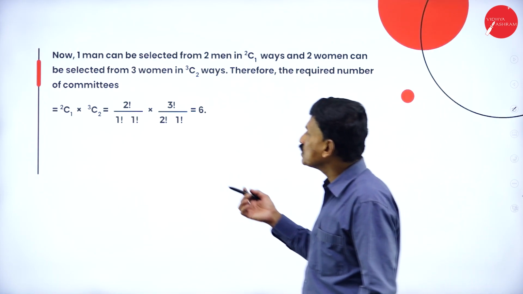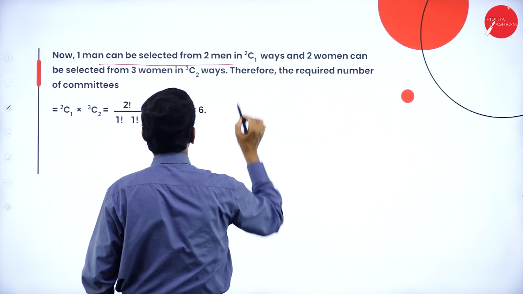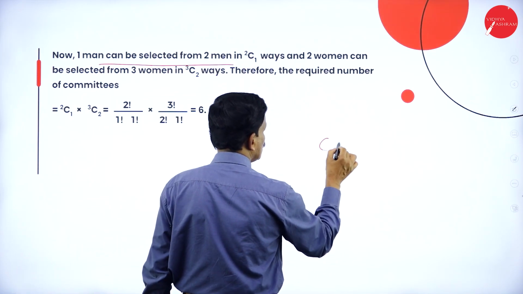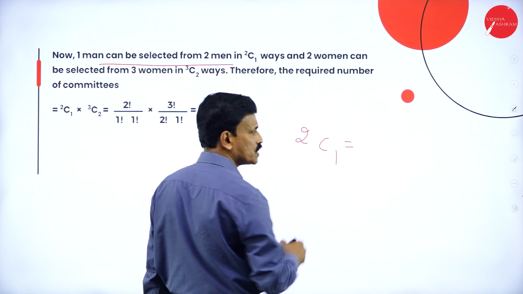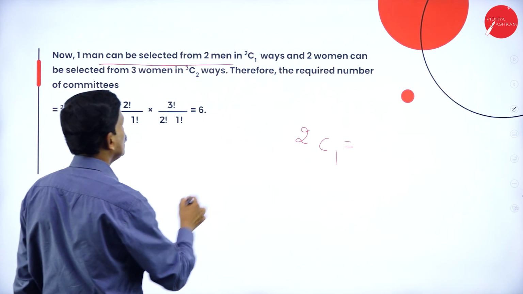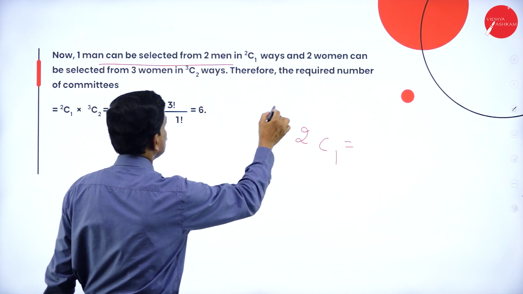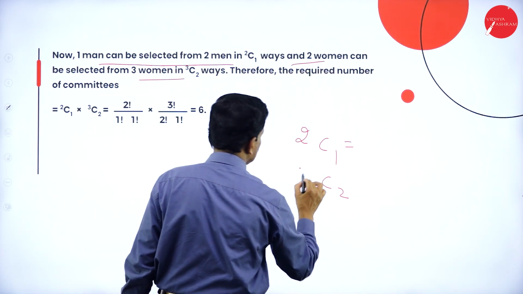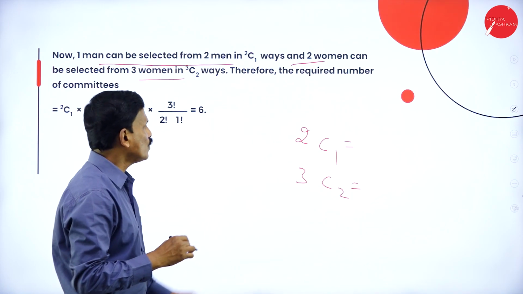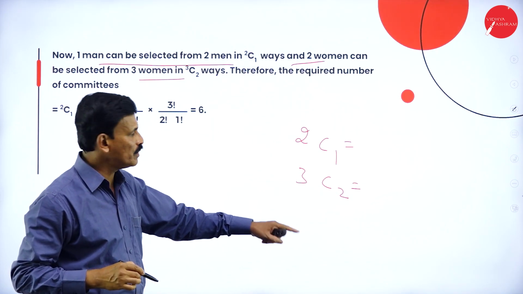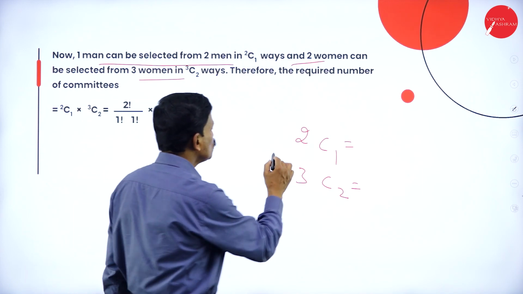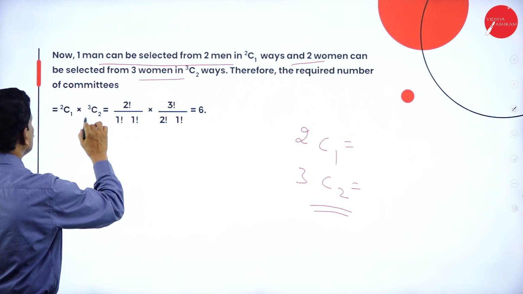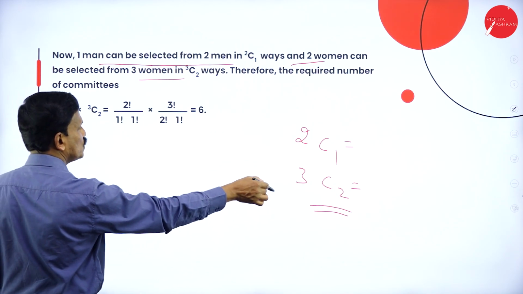Similarly, for the remaining part, one man can be selected from 2 men in 2C1 ways, and 2 women can be selected out of 3 women in 3C2 ways. So 1 man out of 2 men and 2 women out of 3 women can be selected in 2C1 and 3C2 ways. Therefore the required number of committees is 2C1 into 3C2.